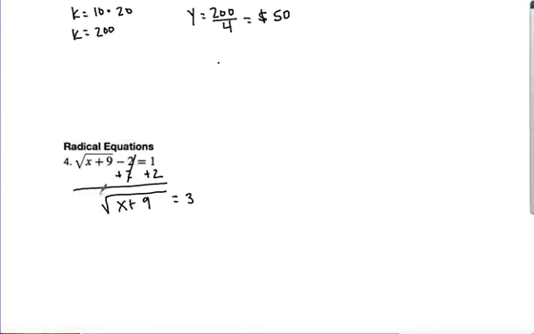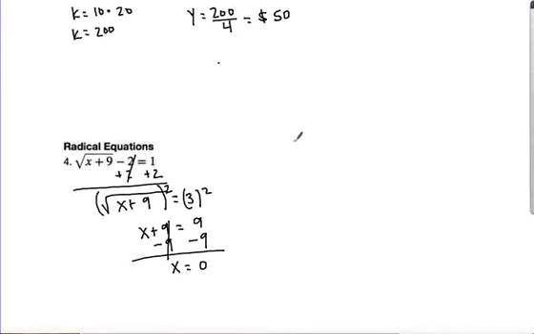And then we want to try to get this stuff to be by itself. So we've got to get rid of this square root. To get rid of that square root, we're going to square it. So squaring a square root gets rid of the square root. So when you do that, you're going to end up with x plus 9 equals 9. 3 squared gives you 9. Now we want to get x to be by itself. So we're going to subtract 9 from both sides, and when we do that, we get x equals 0.